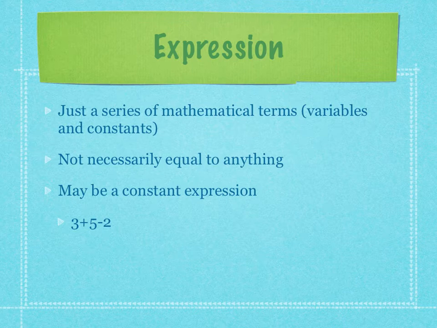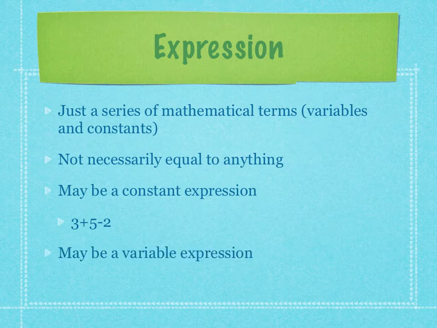In this case, all of the terms are constants, 3, 5, 2. And the value of this expression is always equal to 6. 3 plus 5 is 8, minus 2 is 6. This is a constant expression.